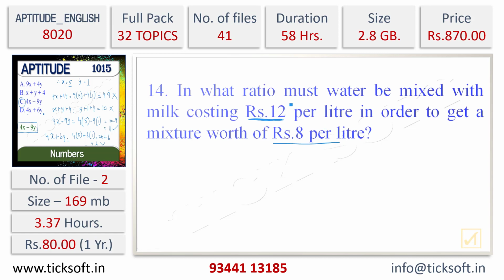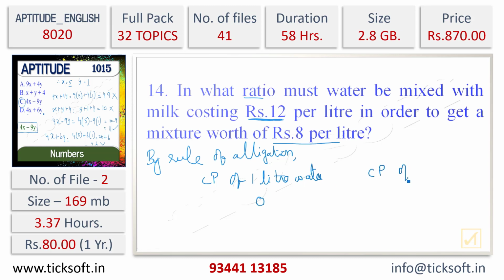So this is the question, and here listen, we have to find out in what ratio water must be added with this milk. So we have to use the rule of alligation. So by the rule of alligation, first we are going to write down the cost price of 1 litre water. Here we don't have any cost price for the water, so therefore we are going to take this as rupees 0. And now what is the cost price of 1 litre milk? The cost price of 1 litre milk is equal to rupees 12.